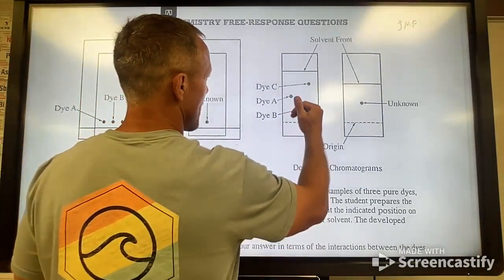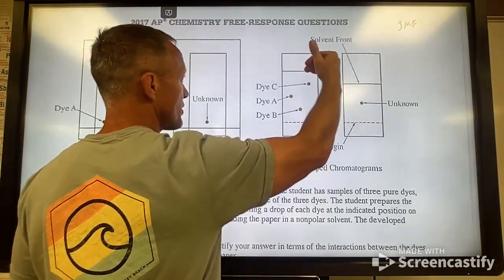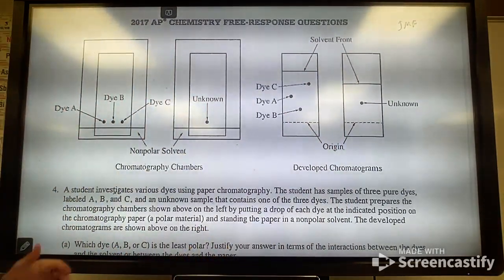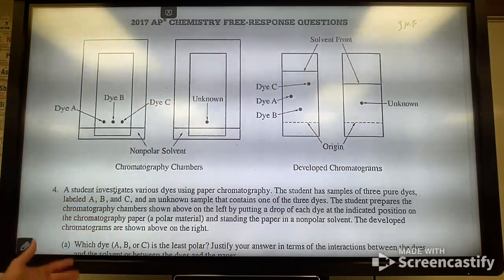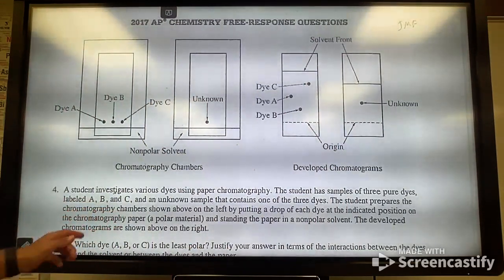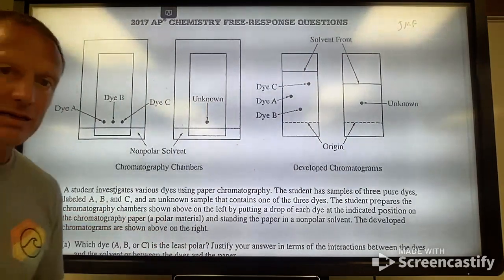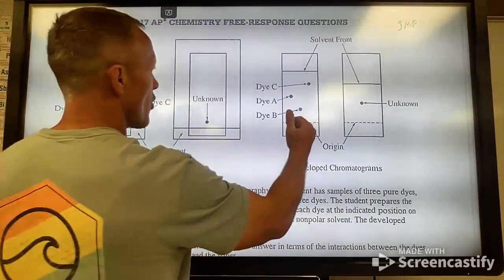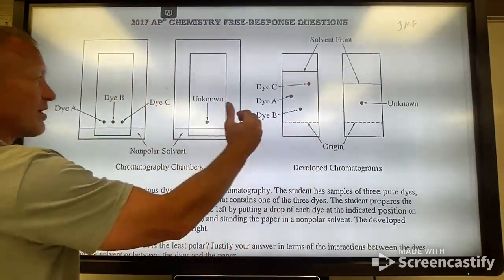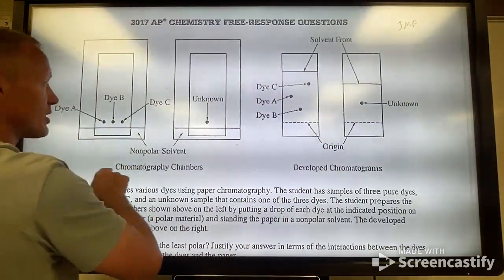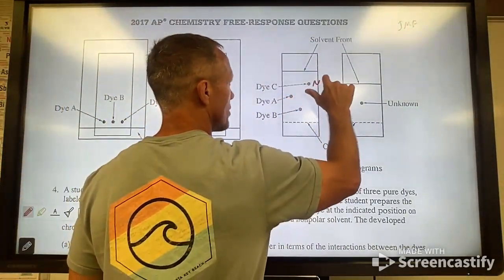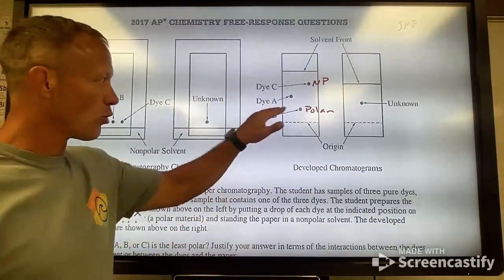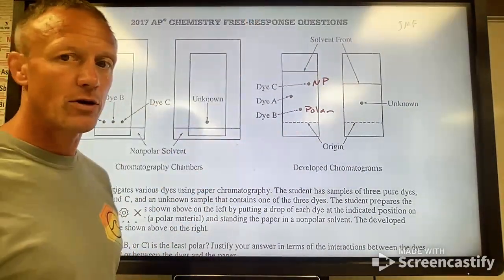So this is where dyes A, B, and C ended up. Notice C traveled the farthest and B the least. So that tells me, and also if you read down here, I think it tells you that the chromatography paper is polar. So remember, like dissolves like. Since C went the farthest, it was attracted to this solvent moving up the paper. So C is probably the most non-polar. B is probably the most polar. It was attracted to the polar paper, did not get attracted to the liquid moving up the paper in there.